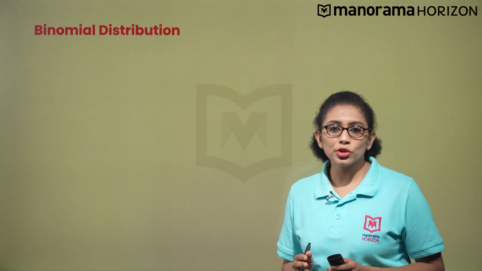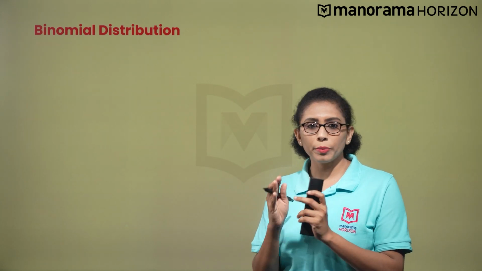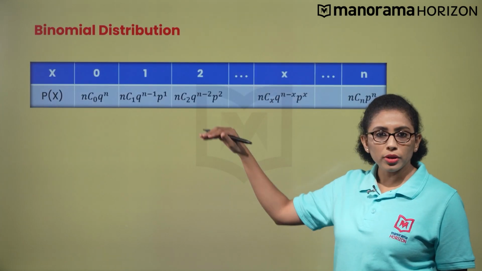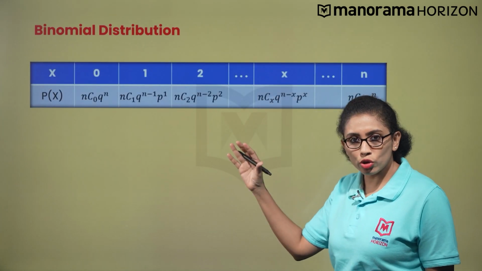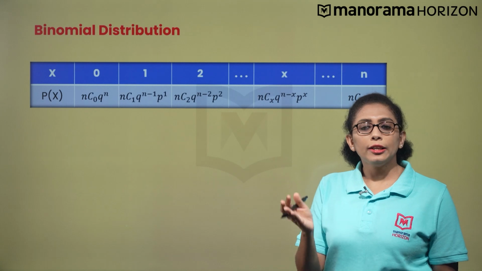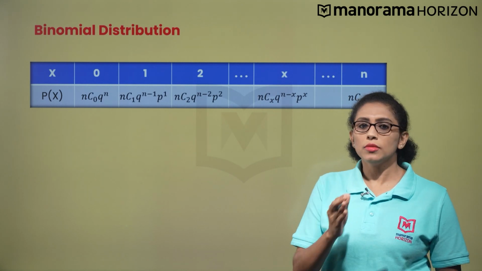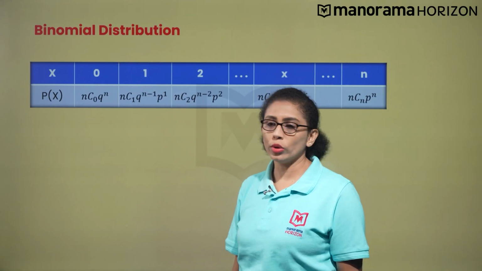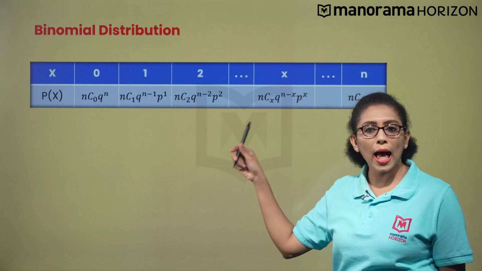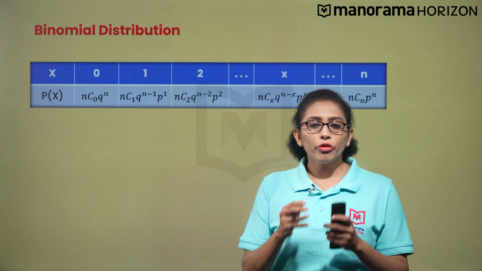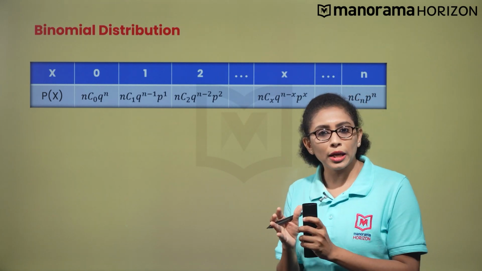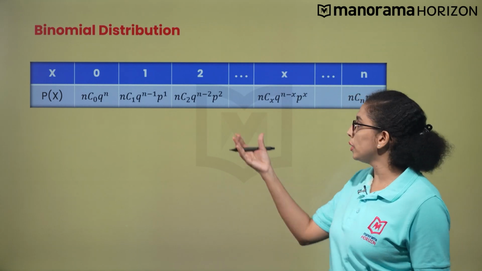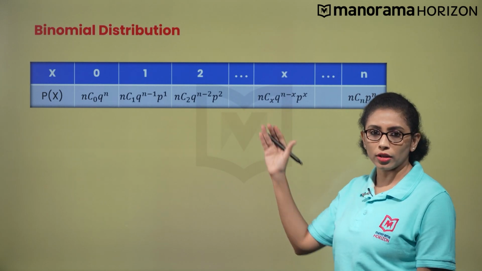Thus, the distribution of number of successes, that is x, can be written as shown in this table. This probability distribution obtained by giving different values for x from 0 to n is called binomial distribution with parameters n and p. Now, for given values of n and p, we can find the complete probability distribution as shown here.